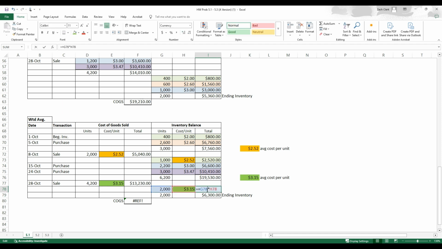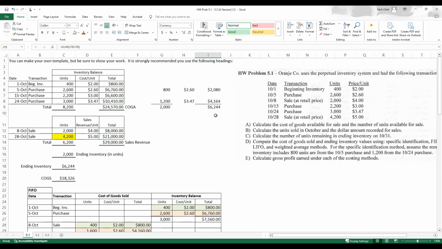But after each sale transaction, you'd have a whole new average cost per unit essentially. And so when you get to the end and you have 2,000 units left over at $3.15, and let's see, okay, that got messed up. But then again, similar thing, we just add the two together. So 18,270 and ending inventory 6,300. There. Okay, so that's all of our methods.